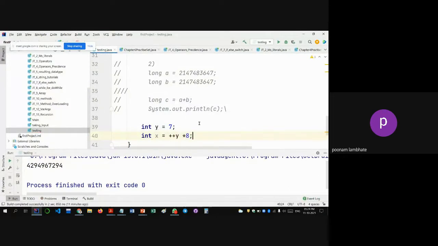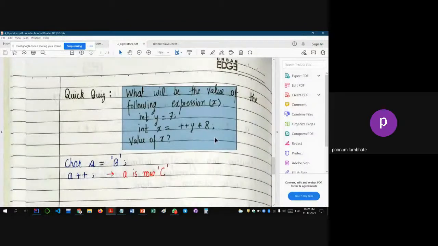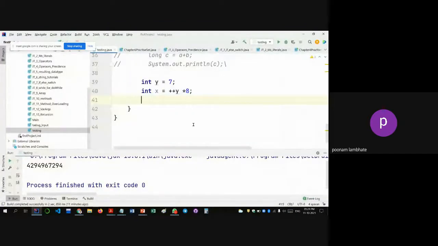You can try to solve it now on your own, and then when I ask you, you can tell me. We want to know the value of x. So I will print the value of x, and let us also print the value of y.